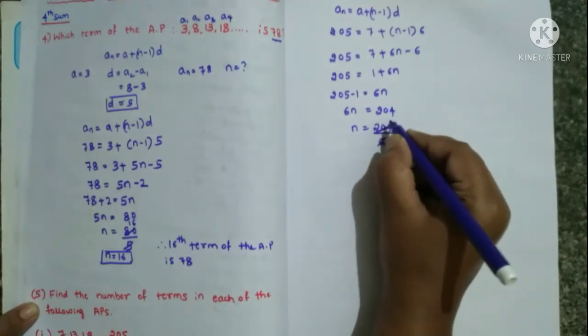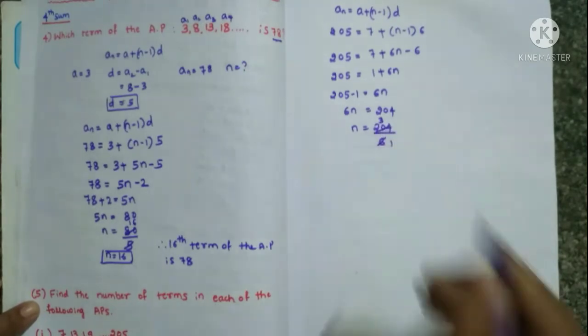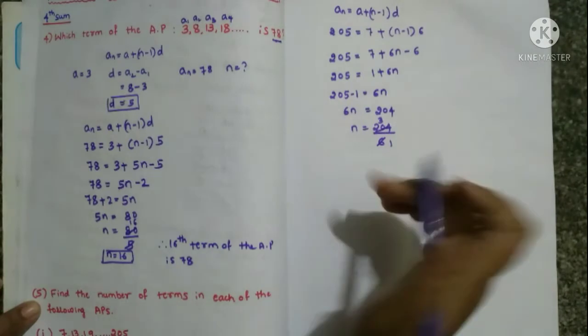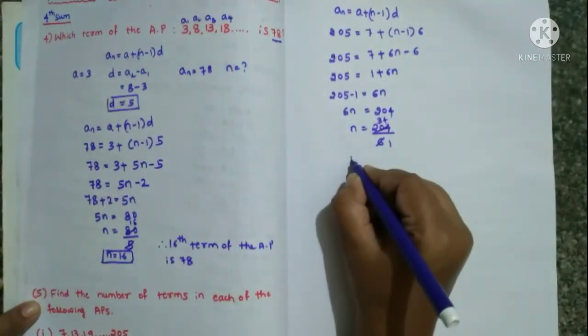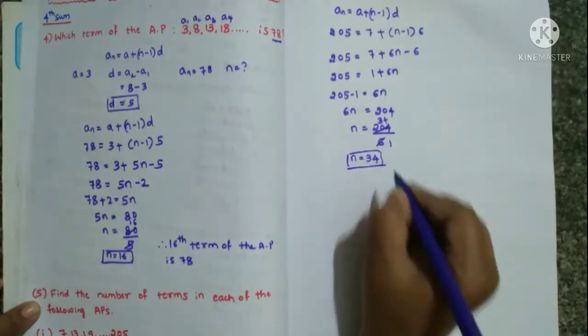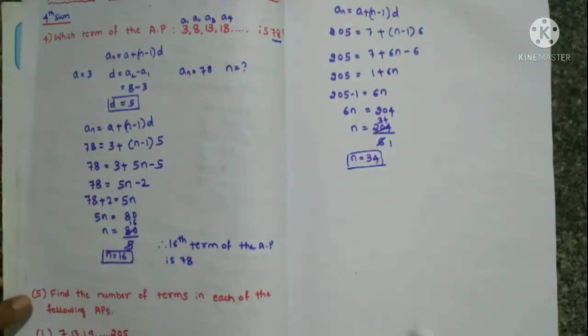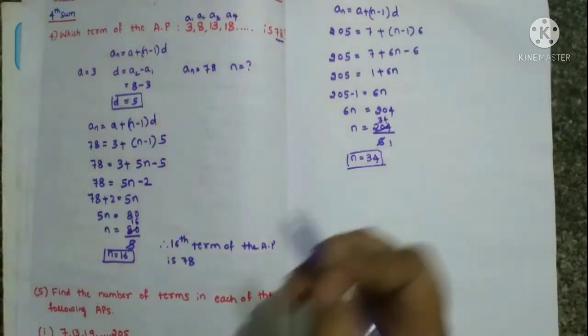6 ones are 6. 3 is 18. What remains here? 20 minus 18 is 2. 24. So 6 4s are 24. So n is equal to 34. What they asked here actually? Find the number of terms. How many terms are there in that AP? 34 terms are there in that AP.